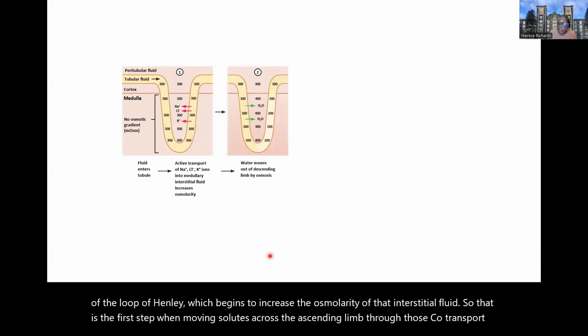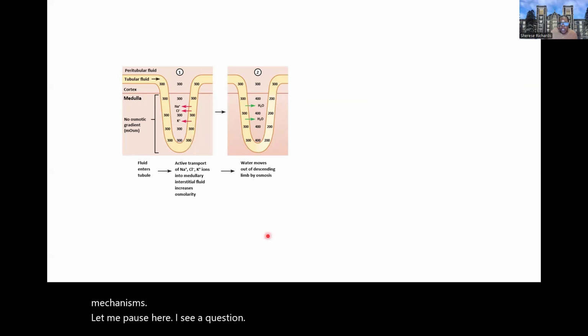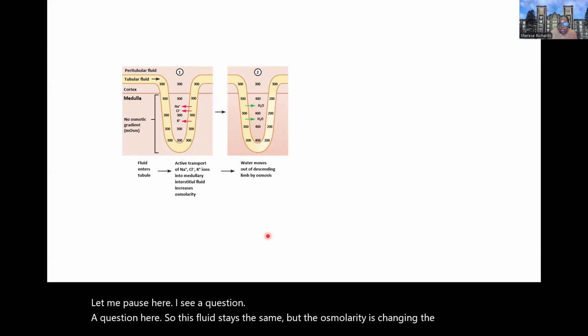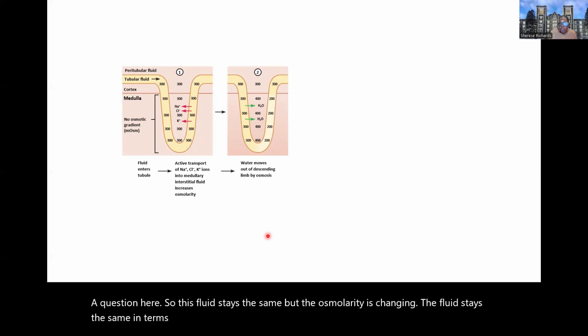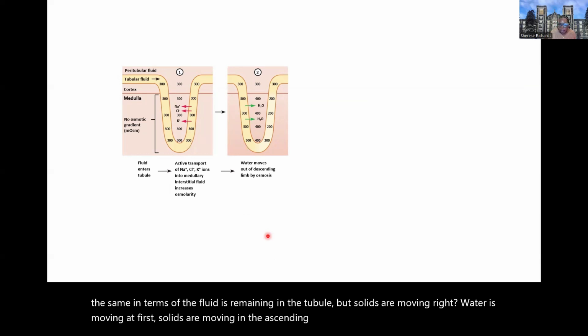Let me pause here. I see a question. So the fluid stays the same, but the osmolarity is changing. The fluid stays the same in terms of the fluid remaining in the tubule, but solutes are moving, right? Water is moving at first, solutes are moving in the ascending limb, so the osmolarity is changing. The makeup of that fluid is changing.